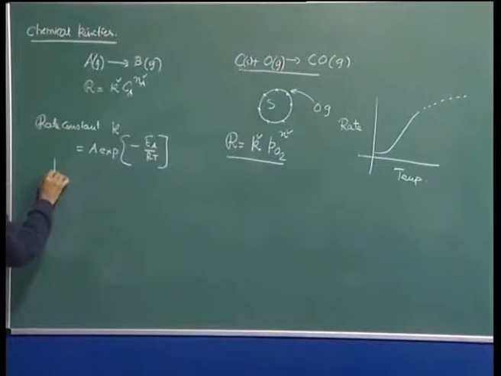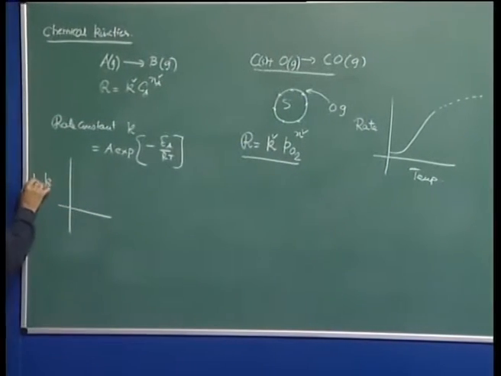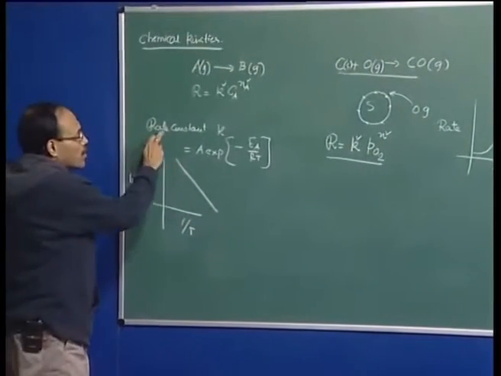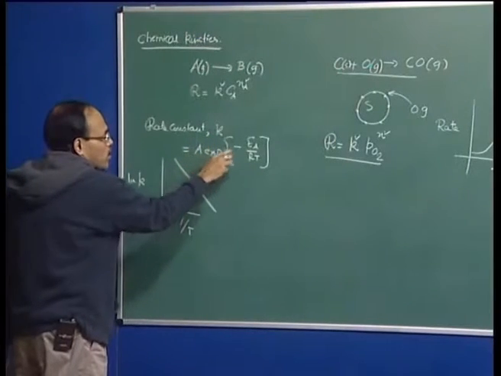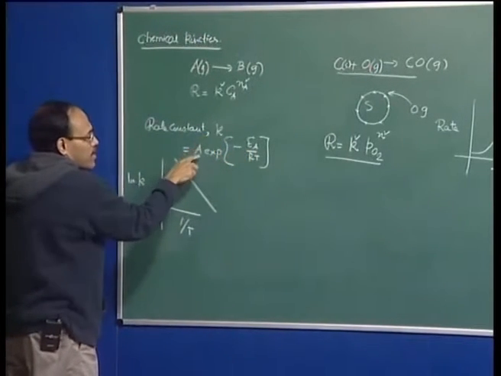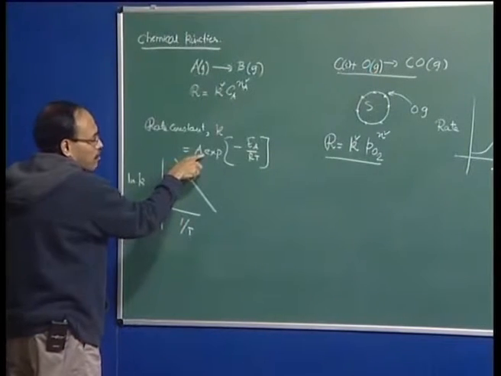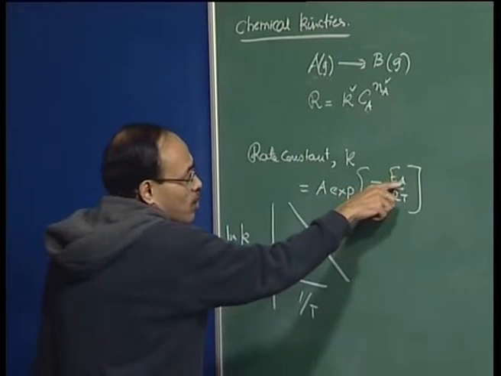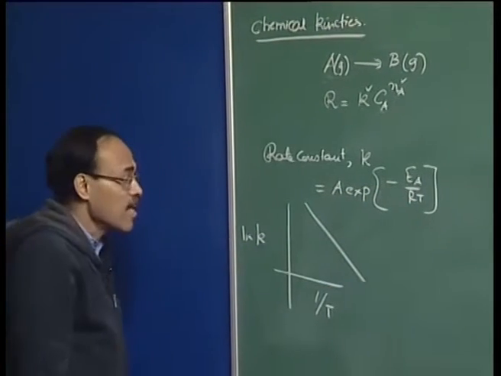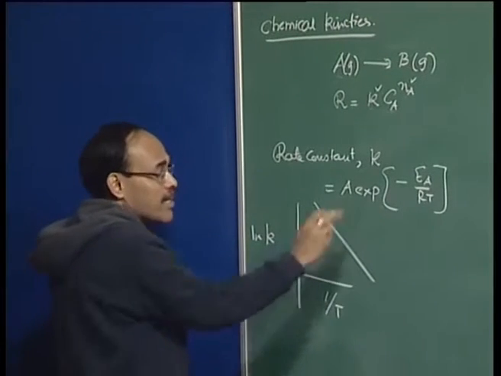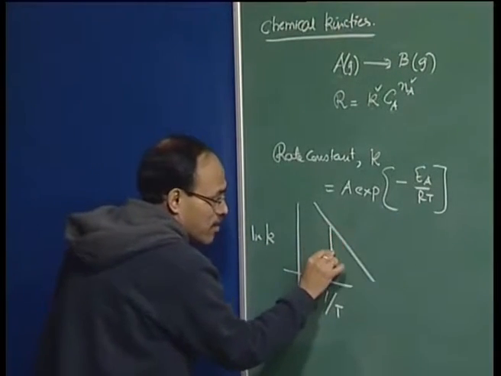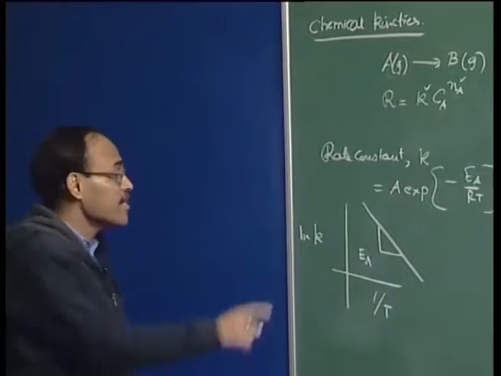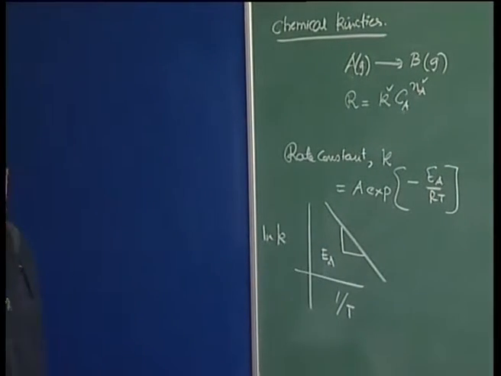And if you plot ln k versus 1 by T, you will get a straight line with a negative slope. So the rate constant k is equal to A exponential minus Ea by RT. So ln k is equal to ln A minus Ea by RT, which essentially tells us that if you plot ln k versus 1 by T, you should get a straight line, and the slope of the straight line is a measure of Ea. I am not saying it is equal to Ea, it is a measure of Ea, or the activation energy of the process.